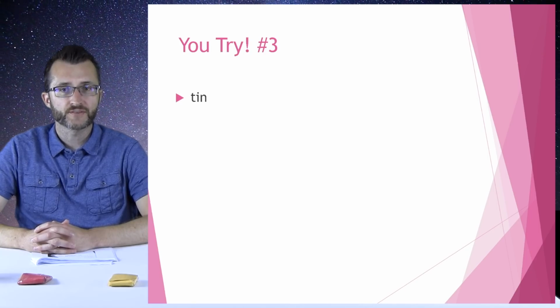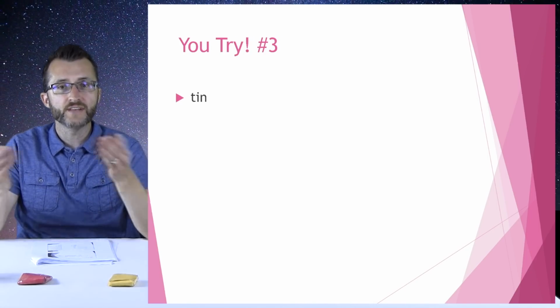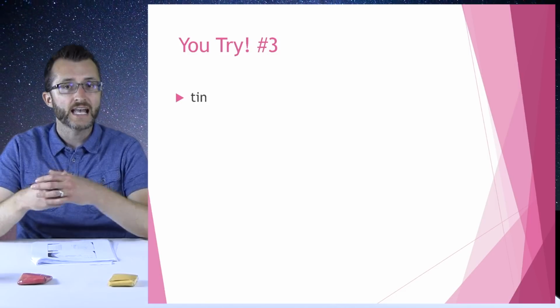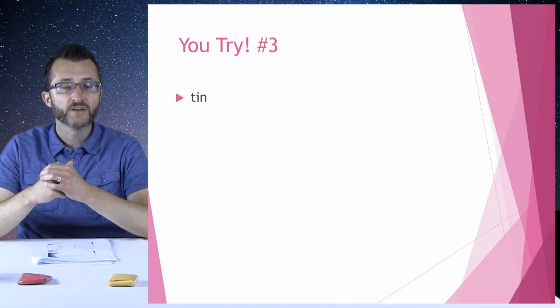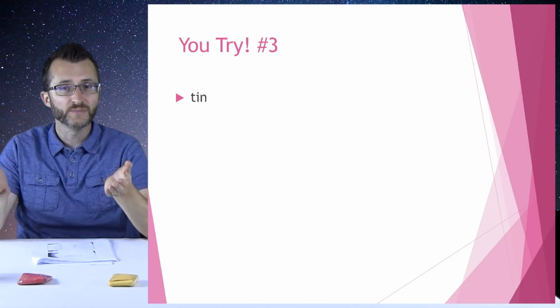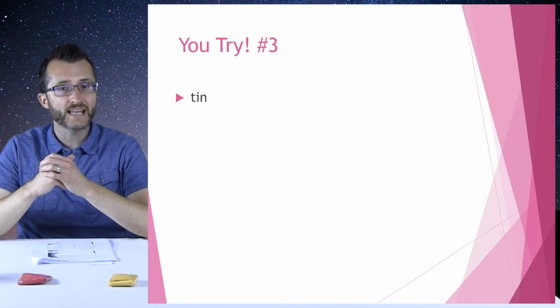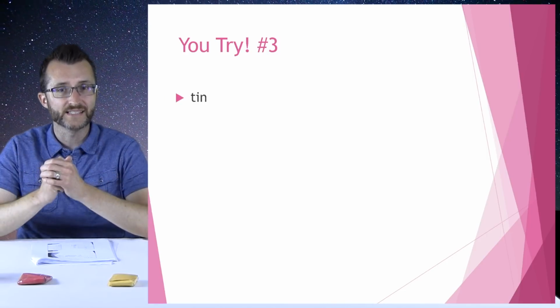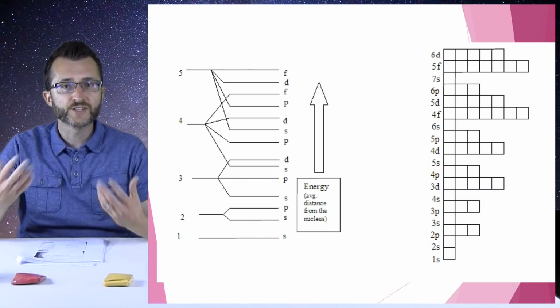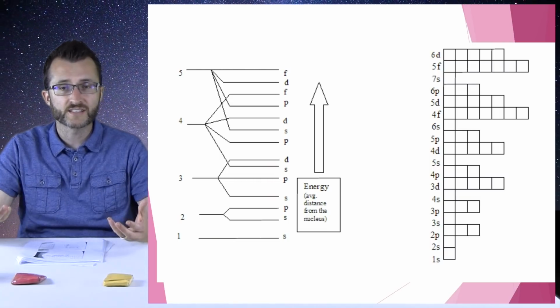You try number 3. You're going to write an abbreviated electron configuration and draw an orbital diagram for tin. Now a little bit of a hint, you may want to use Table S to look up the element symbol. It's not Ti.